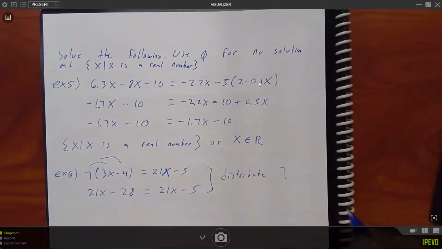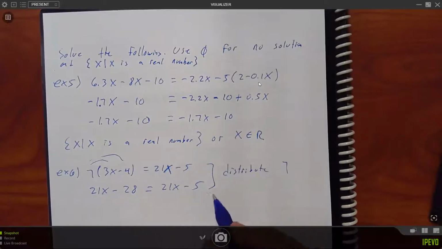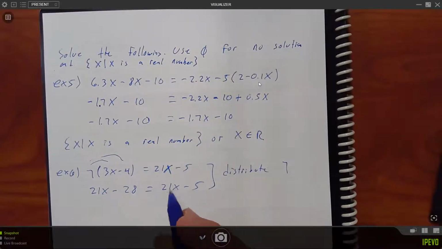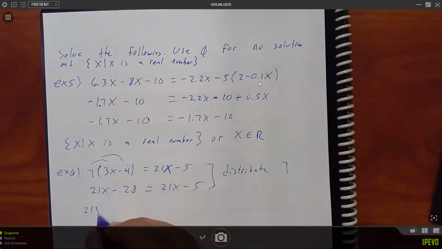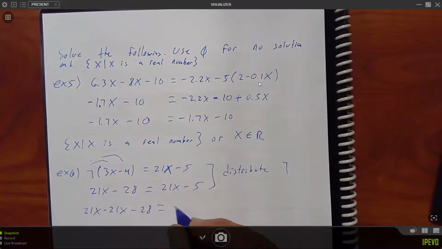Distribute 7. Then right away, you notice we have the same x on both sides. That's a hint that they're going to cancel out. But let's try to work it, right? So if I subtract 21x from this side, I'm going to get 21x minus 21x minus 28 equal to minus 5.